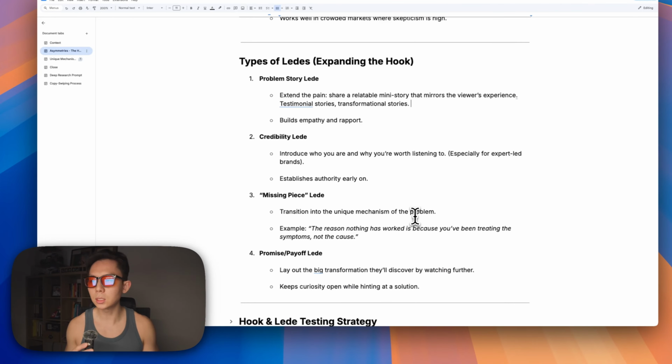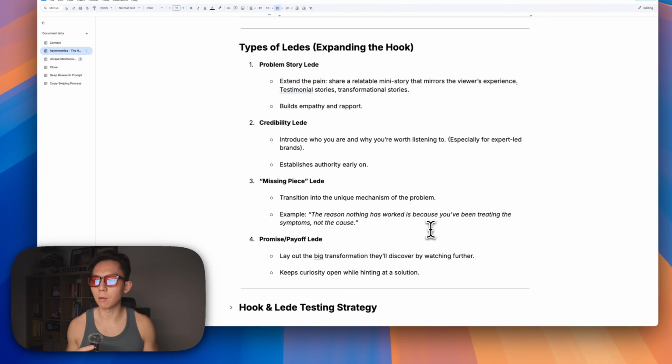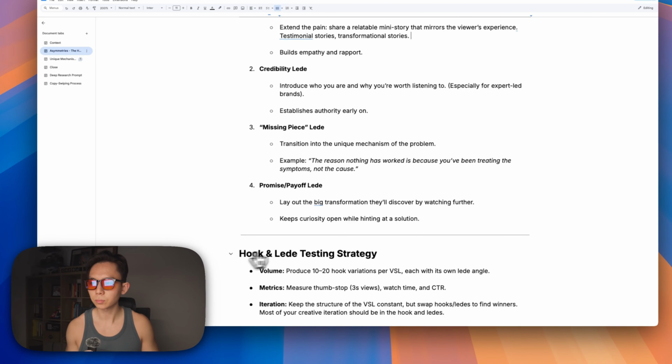Next is the missing piece lead, which is to transition into the unique mechanism of the problem. So the reason nothing has worked is because you've been treating the symptoms, not the cause. It's almost alluding to something that is missing within your current regimen or routine that is causing you to still suffer with this problem of pain. And number 4 is the promise payoff lead. This is where you lay out the big transformation you'll discover by watching this video. So you keep curiosity open while hinting at a solution.